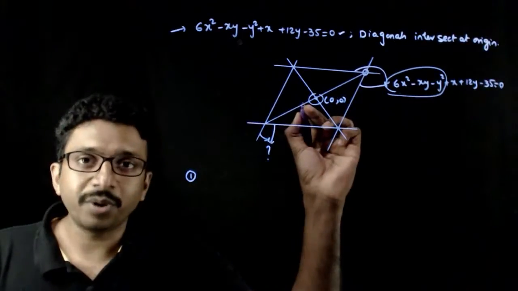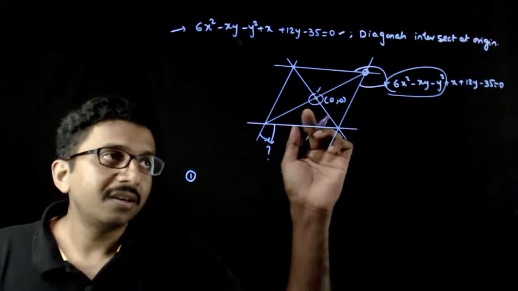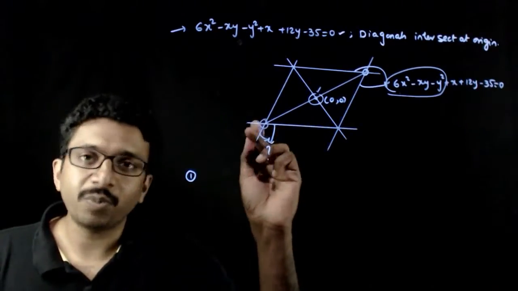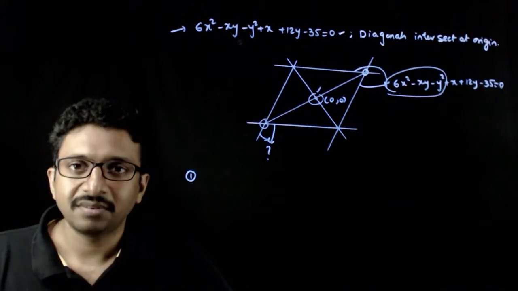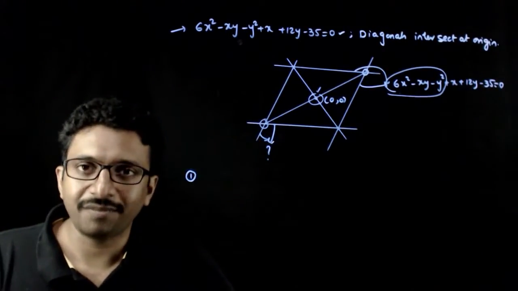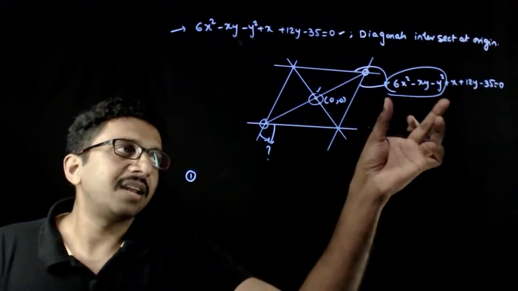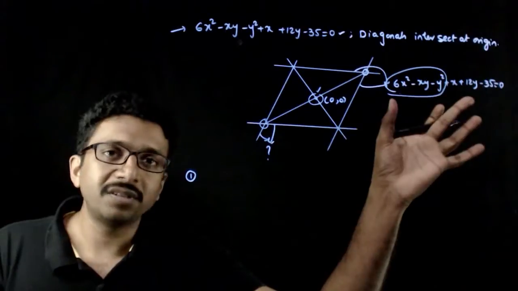I know the diagonals bisect each other, so (0, 0) is the midpoint. From this I'll get the other point of intersection. Once I get this point of intersection, I can find the equation of the pair of lines. So first let us find the point of intersection of this. How do I get the point of intersection of this?